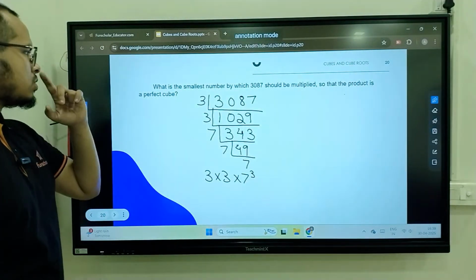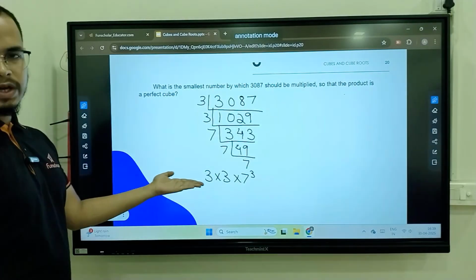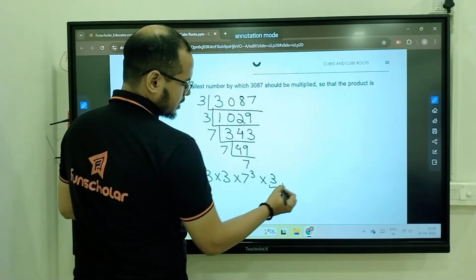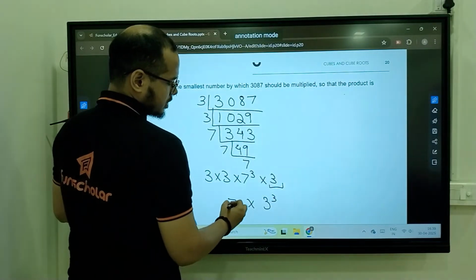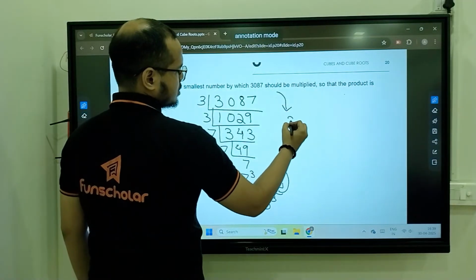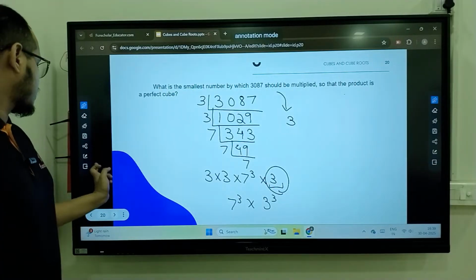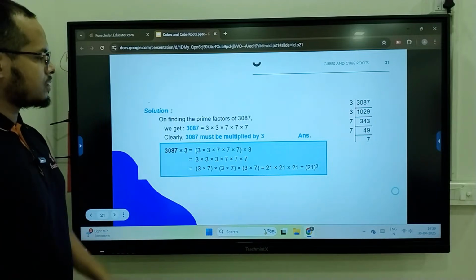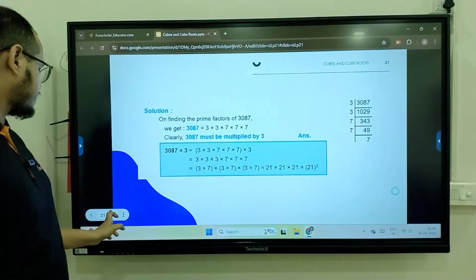So what is the smallest number by which it should be multiplied? If we multiply it by one more 3, then 3 cube is going to come. Then the number will become 7 cube into 3 cube. So we need one more 3. So the required answer is 3. Okay, I think this is very easy. Let's see what the answer states. Okay, so 3087 must be multiplied by 3 in order to make it a perfect cube.